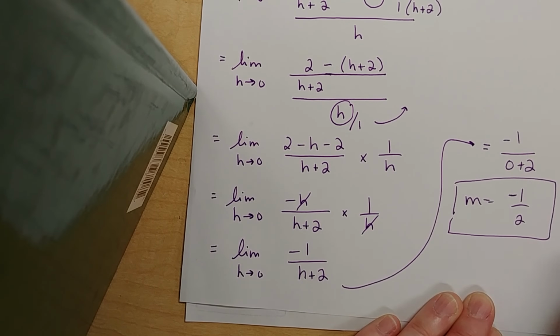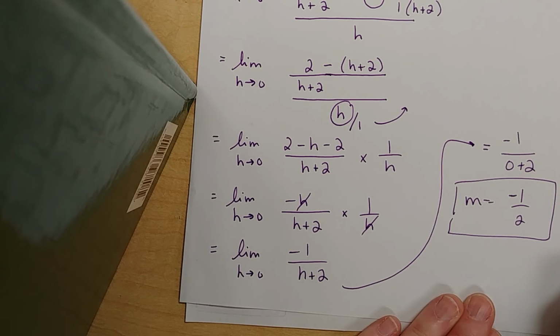So common denominators is the way to go when you're trying to find the slope of the tangent and your function is a rational function, some kind of fraction.